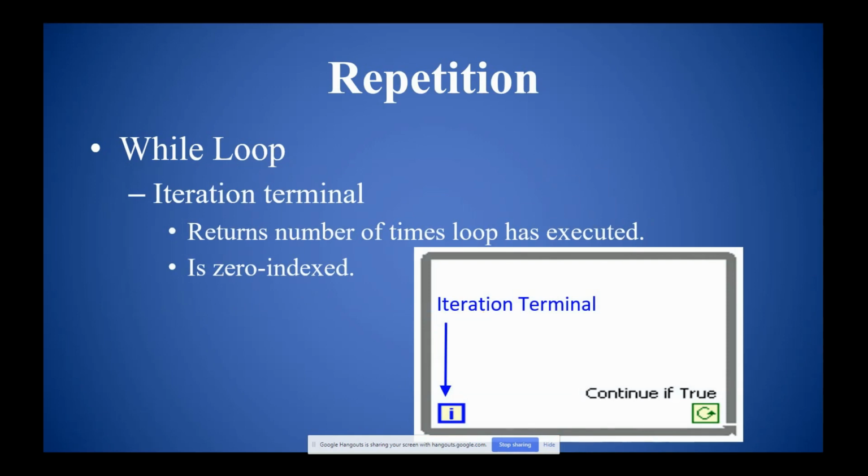In the while loop, you have an iteration terminal. It's a 0 index value. This is how many times the loop has run. So if you care in the code inside here how many times the loop has run, maybe you're trying to do a count, the count's available there, and you just pipe the count into your math. Also notice this is a different icon. You can change whether you are on stop if true or continue if true, and with the green arrow it's a continue if true.